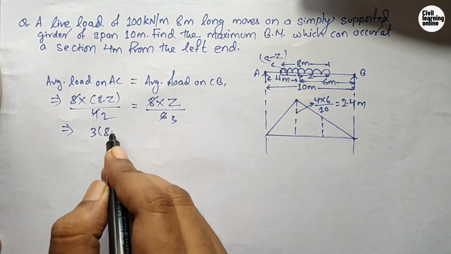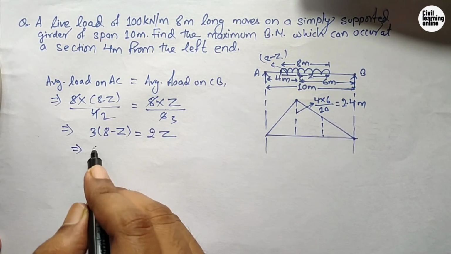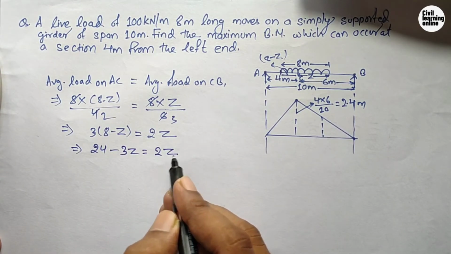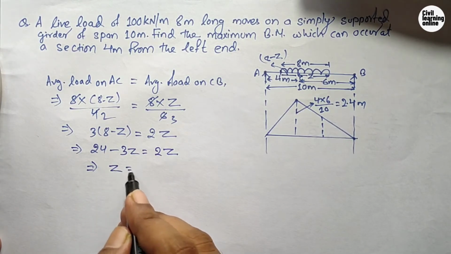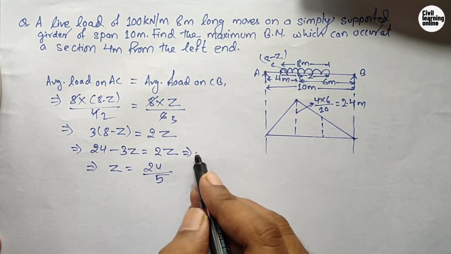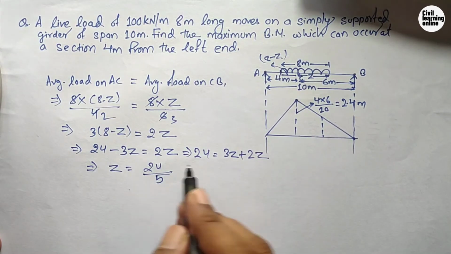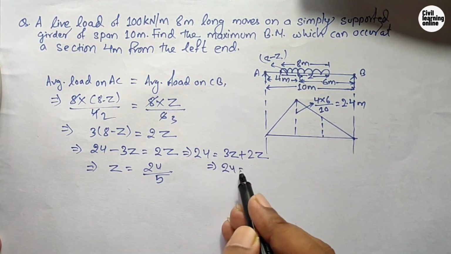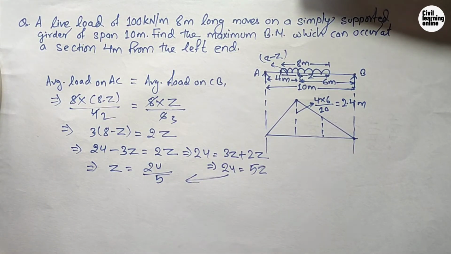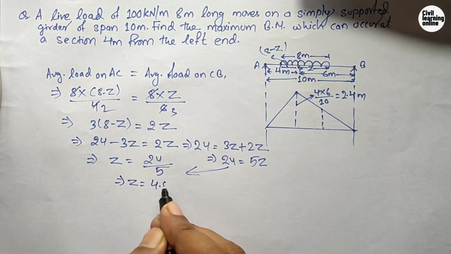So from here we will have 3 times 8 minus Z will be equals to 2Z. From here 8 times 3 will be equals to 24 minus 3Z equals to 2Z. From here Z will be equals to 24 divided by 5. How we get this? See here, 24 equals to 3Z plus 2Z, means here we will have 24 equals to 5Z. So from here we will have Z equals to 24 upon 5. So from here we will come to know that Z equals to 4.8 meter.